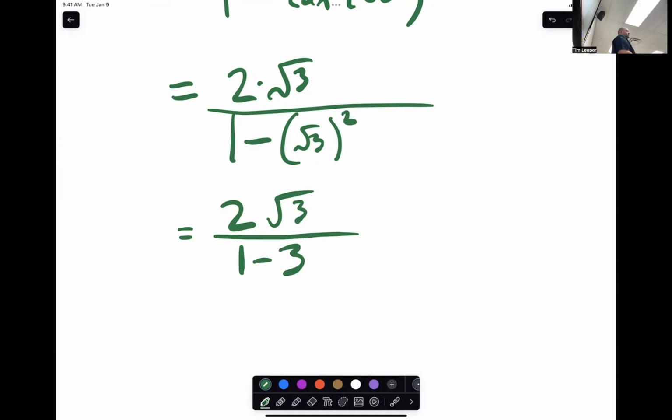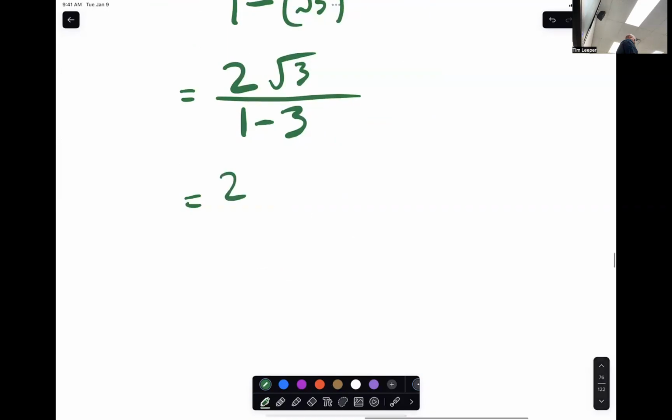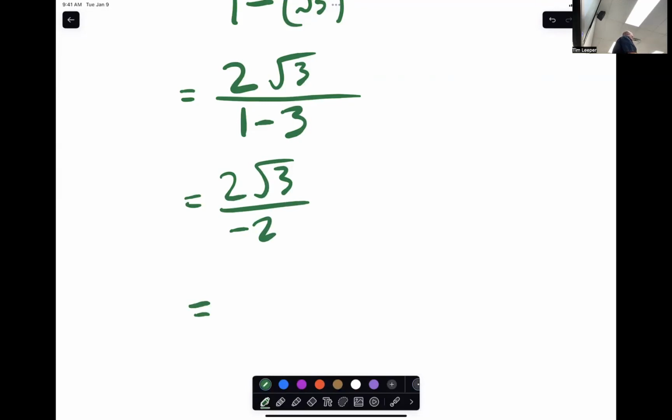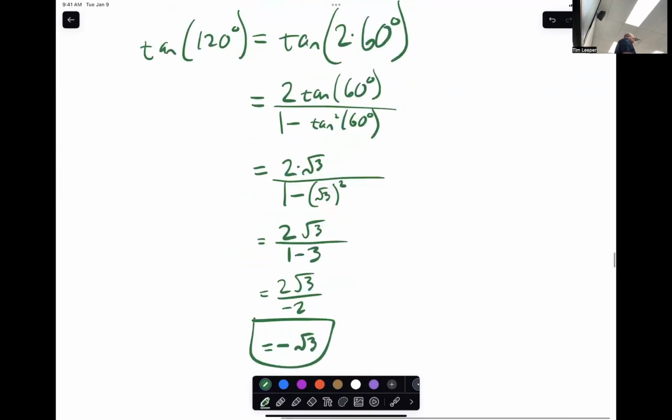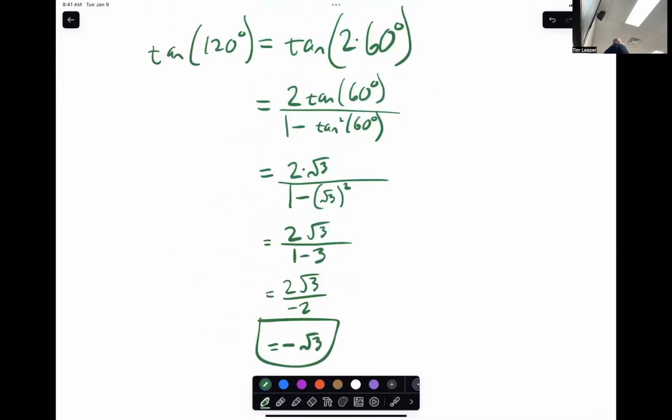And what is 1 minus 3? -2. So this is going to be 2 square root of 3 all over -2. And notice the 2's cancel and there's a negative there. That means that this is going to be negative square root of 3. And there you go. So the tangent of 120 degrees is in fact negative square root of 3, either way you do it.